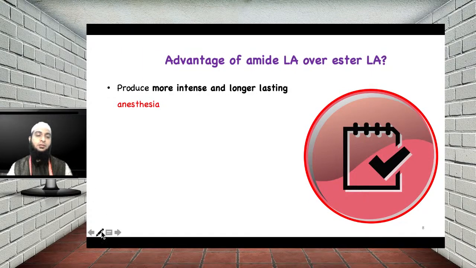So based on the intermediate chain, whether it is amide or ester, the local anesthetics can be amide local anesthetics or ester local anesthetics. Out of these, the amide local anesthetics have many advantages over ester local anesthetics, and that is the reason why you prefer using amide local anesthetics.